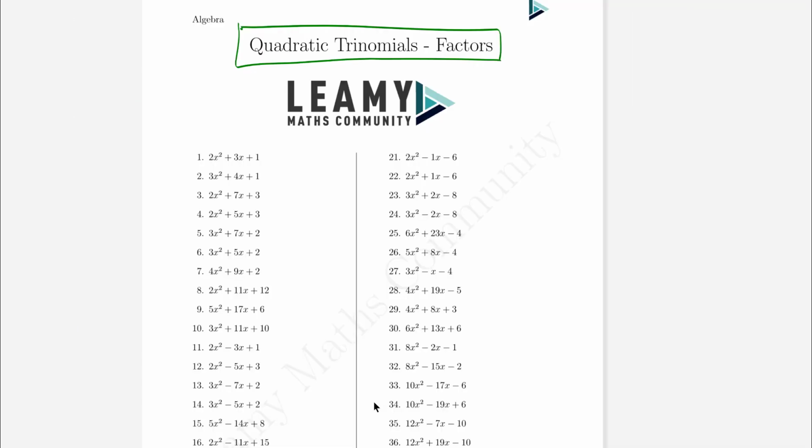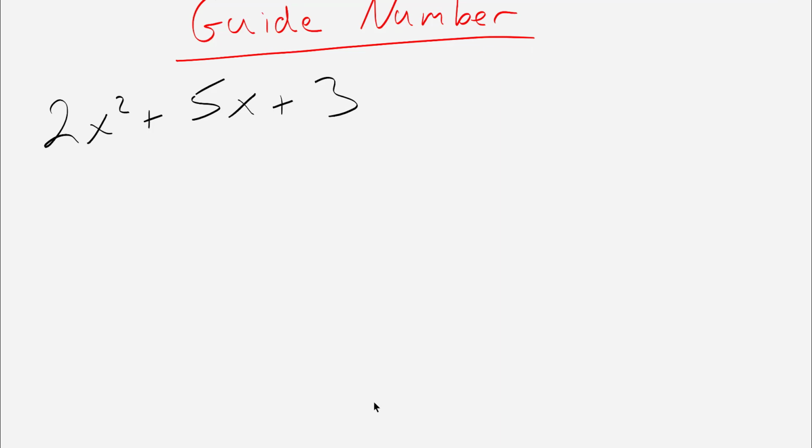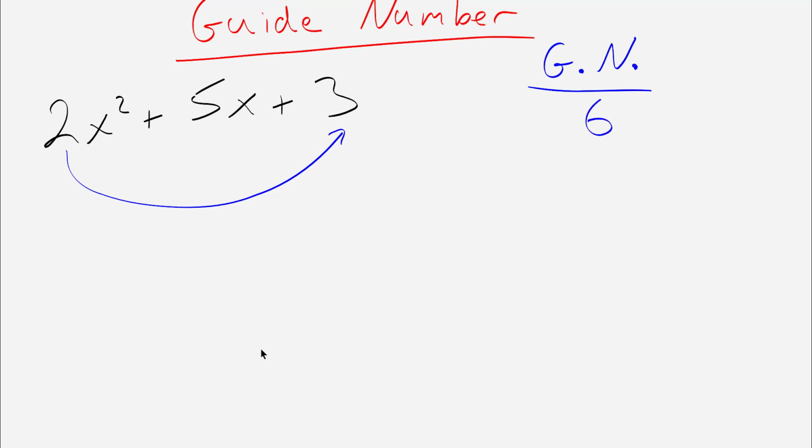So let's have a look at an example. The question we're going to start with is question 4 here, 2x squared plus 5x plus 3. So we've got 2x squared plus 5x plus 3, and we're looking at the guide number method. The first thing we have to do is, what is the guide number? GN for guide number. The guide number you get when you multiply the first number, the number in front of the x squared, by the last number. In this case, we're going to multiply 2 by 3. So our guide number for this example is 6.